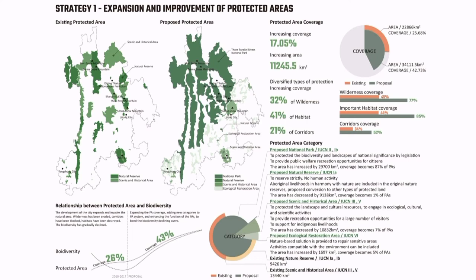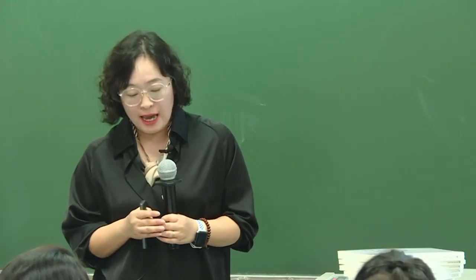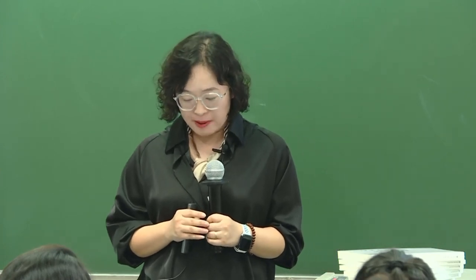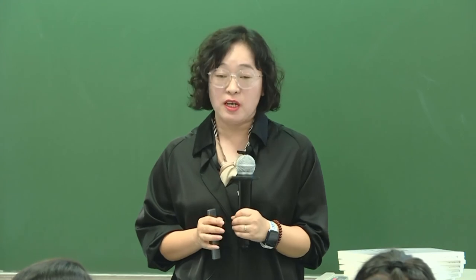Firstly, protected areas expansion. We do need more protected areas. So we did the proposal, we do the plan. In our proposal, the coverage of protected areas grows from 26 to 43. This is the original protected area size, and this is our proposal. After the increase, it will conserve more than 85% of the important habitat and more than 50% of the corridors.